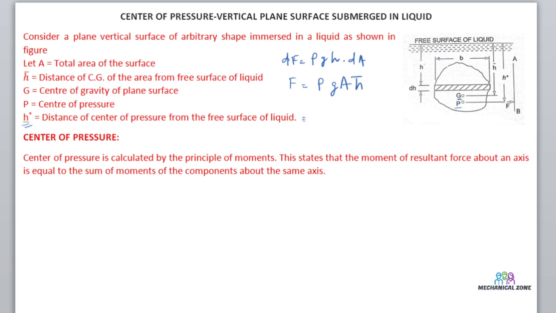So here, as in the previous video, we consider a small strip which has area dA, thickness dh and width b. So the area of the small strip will be b into dh. That means we have divided the whole arbitrary-shaped area into a multiple number of strips like b into dh, which is rectangular in shape. Like that we will derive the expression for center of pressure.